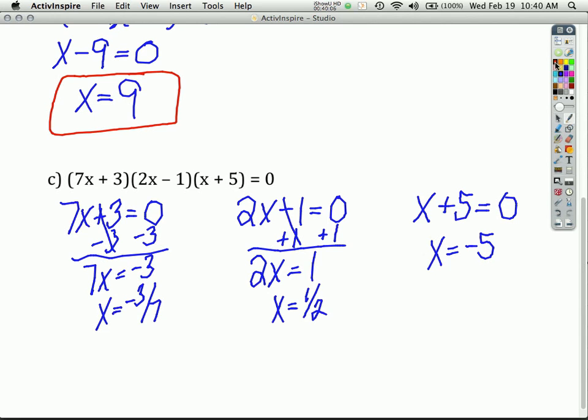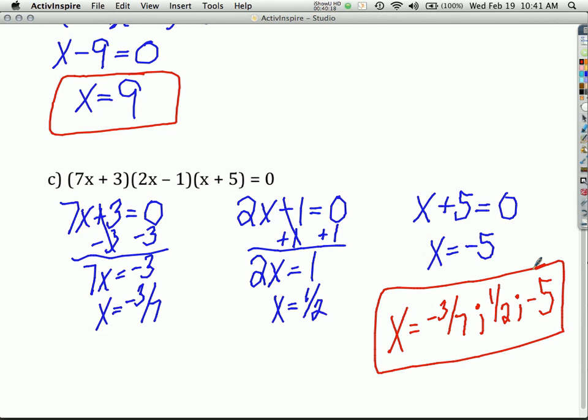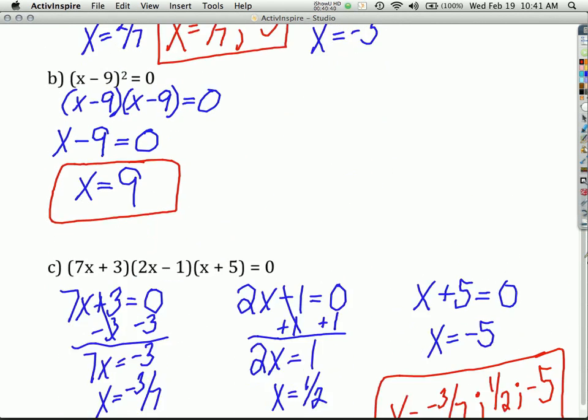So now we've got 3 solutions. X is negative 3/7, 1/2, and negative 5. 3 different solutions. Now, Catalina already asked me the question that I was going to pretend to ask myself. You say, well, Mr. Gallet, you said that they always have 2 solutions. Then you showed me one with 1 solution. Now you're showing me something with 3 solutions. What is going on? It's very confusing. So, what was your proposal, Catalina?